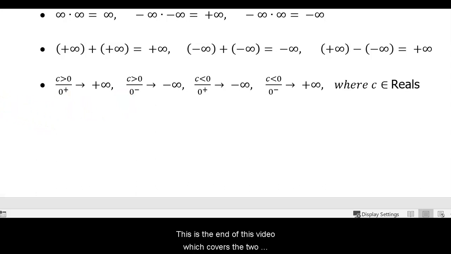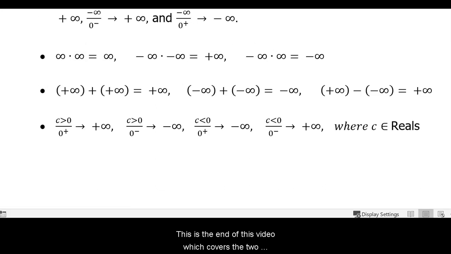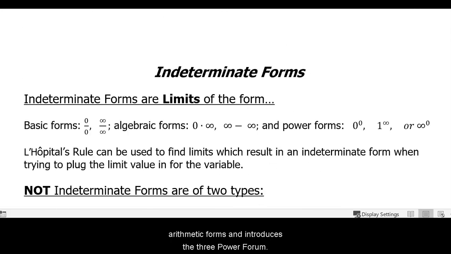This is the end of this video, which covers the 2 arithmetic forms and introduces the 3 power forms. There will be other videos that deal with just the power forms.